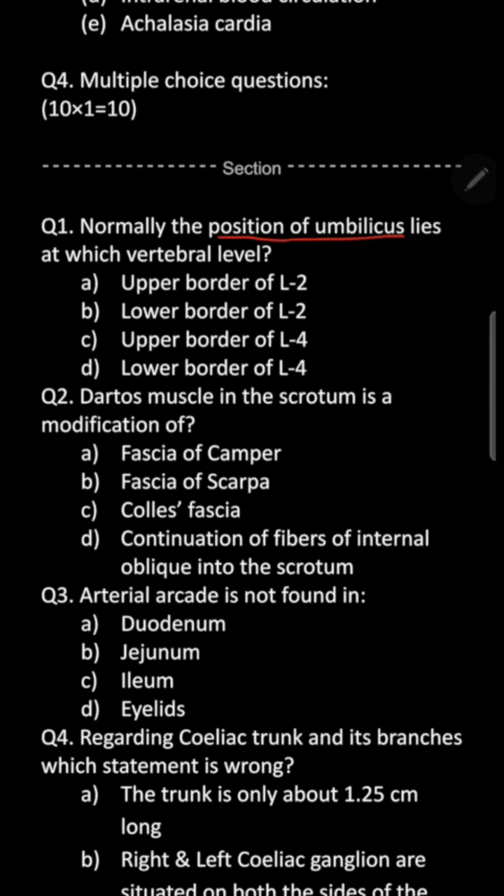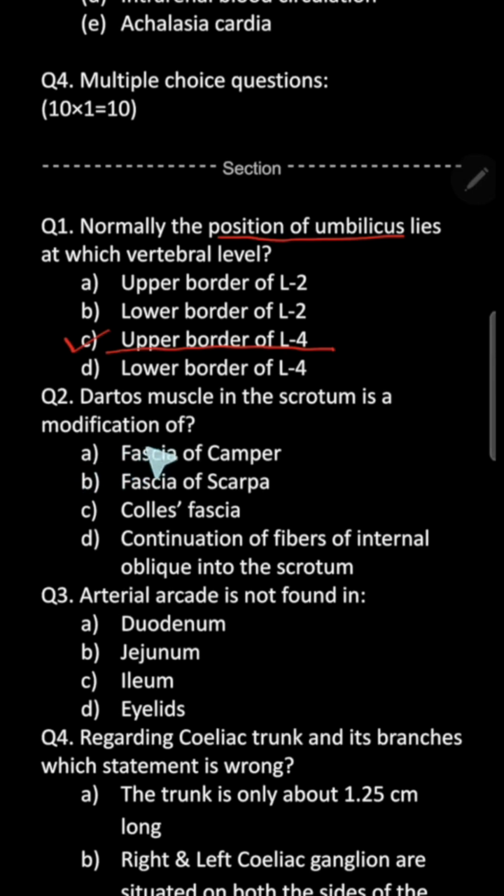According to Gray's Anatomy, which is considered the standard referral book of anatomy, the latest 42nd edition mentions that the position of umbilicus on an average in an adult lies between the L3 and L4 vertebra. So if the normal position is between L3 and L4, you can mark the answer as upper border of L4 vertebra. And remember, this plane between L3 and L4, where you find umbilicus anteriorly, posteriorly also has importance, and that is the site for lumbar puncture, for giving spinal anesthesia, and also for CSF tapping.